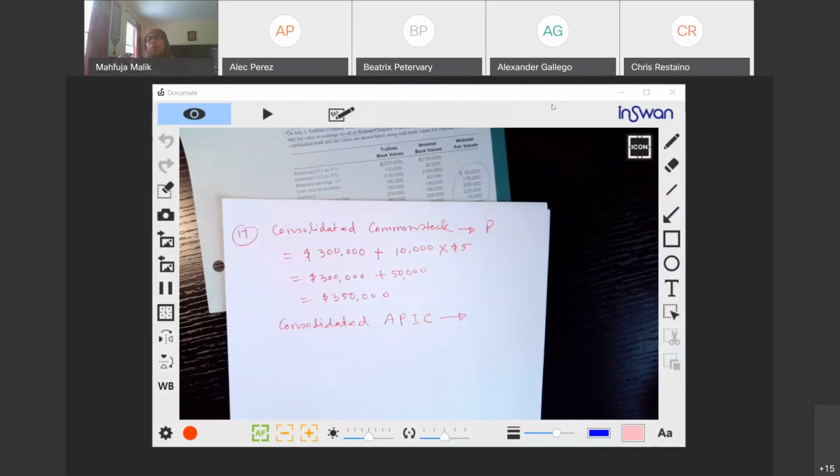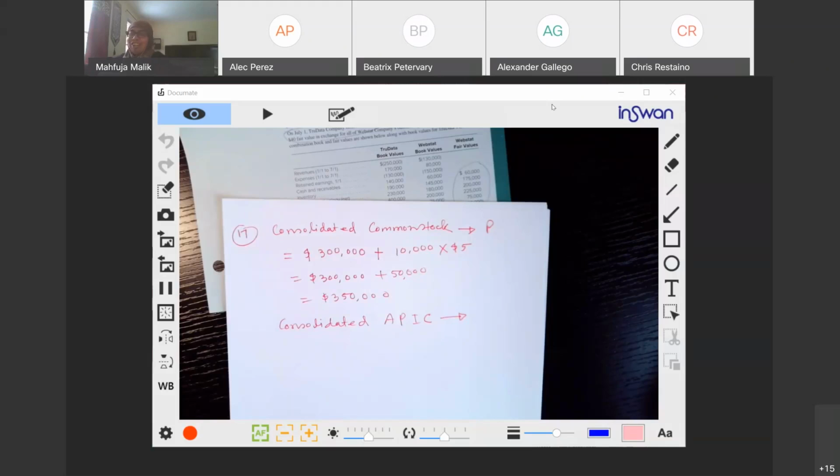Yes, someone please give me some hint. Is it parents or subs or both parties? Consolidated additional paid-in capital. Again, additional paid-in capital is your stockholders' equity. No, Jade and Melissa, it's not both. Don't copy them. Matt, you are right. It's parents, Sheila.